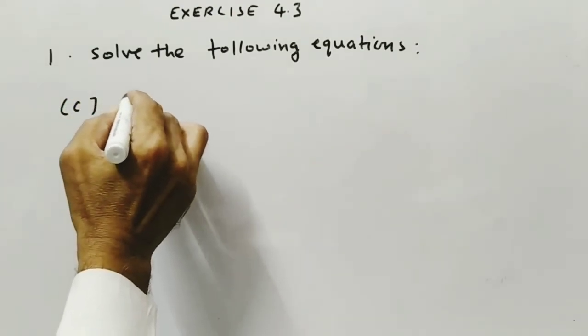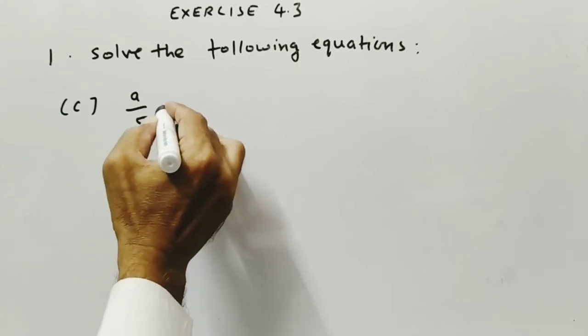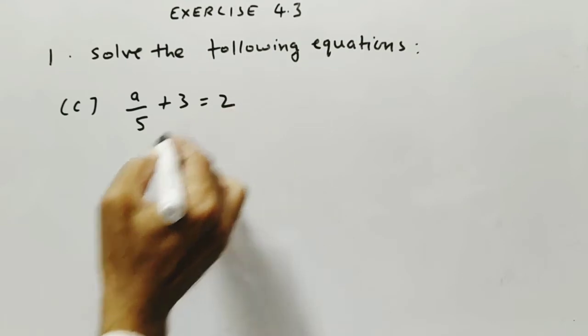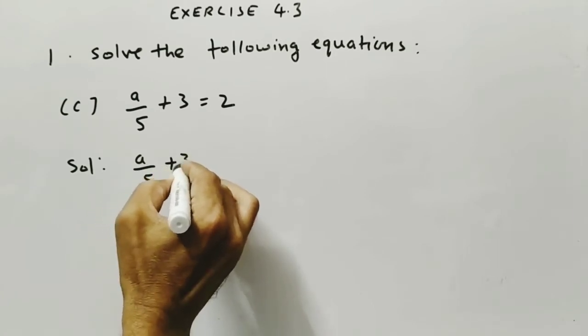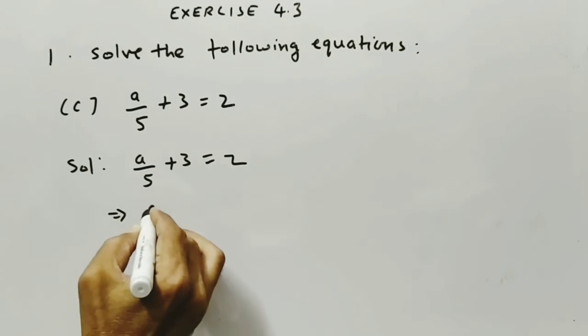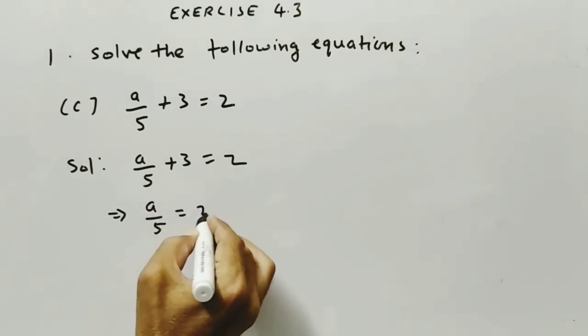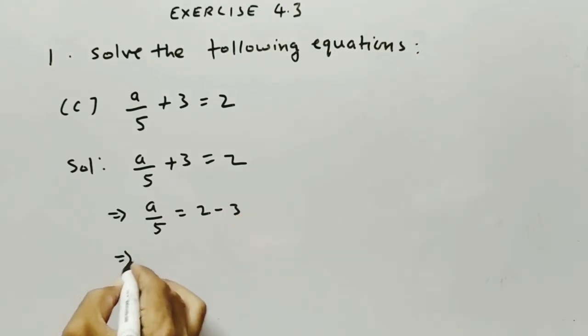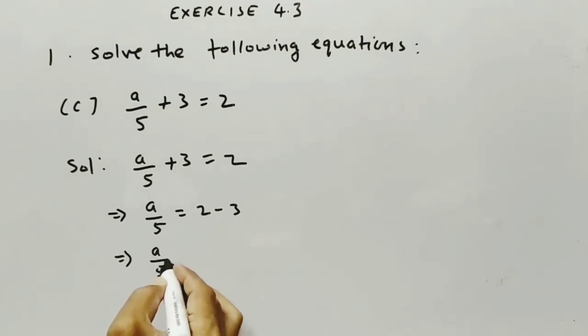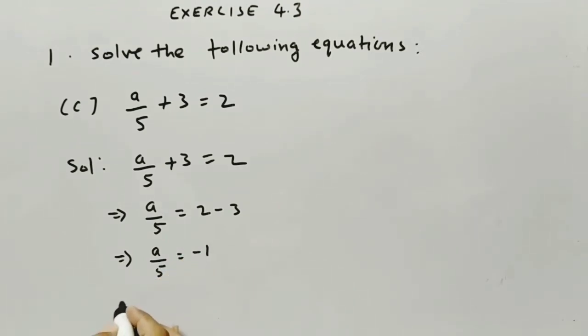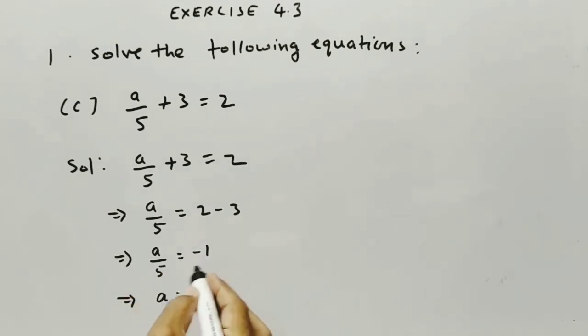C: a by 5 plus 3 is equal to 2. Solution. a by 5 plus 3 is equal to 2. This implies a by 5 is equal to 2 minus 3. This implies a by 5 is equal to minus 1. This implies by cross multiplication a is equal to minus 1 into 5, that is minus 5. So a is equal to minus 5 is the solution of the given equation.